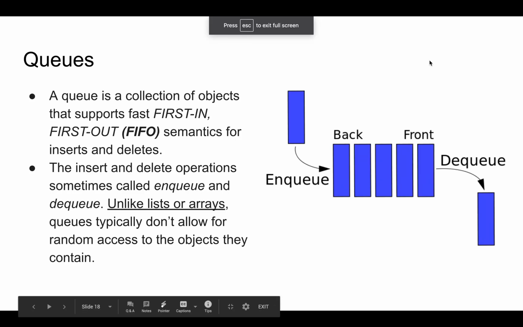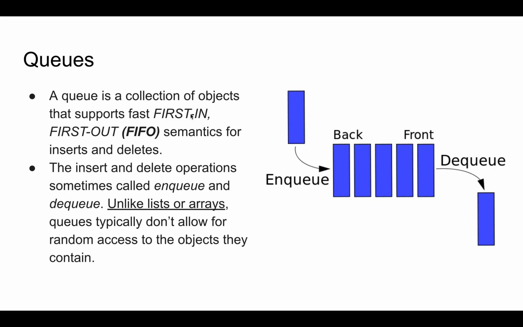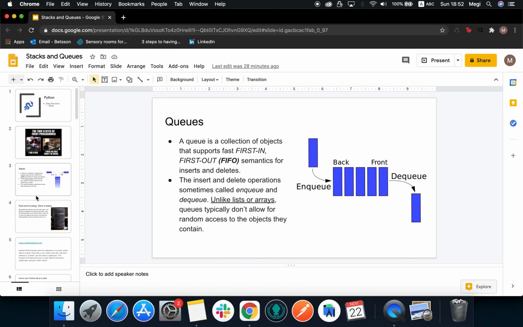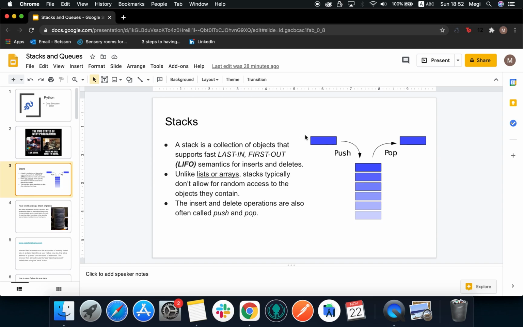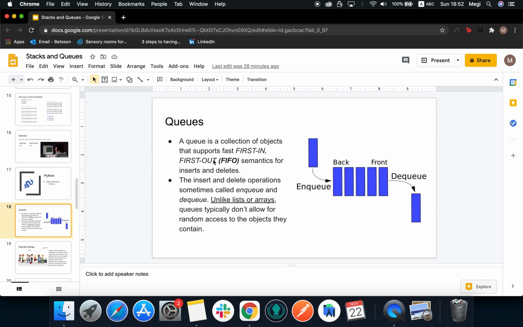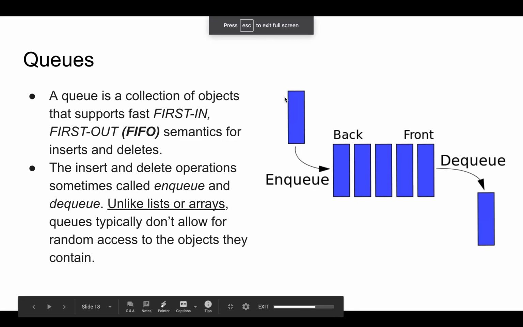So, a queue is a collection of objects that supports first in, first out. The main keyword that you have to remember here is FIFO. If you remember, in stacks it was LIFO, last in, first out, which means the last element that you push is the first element that you pop. In queues, this is not the case. Here, the first element that you push is the first element that pops.